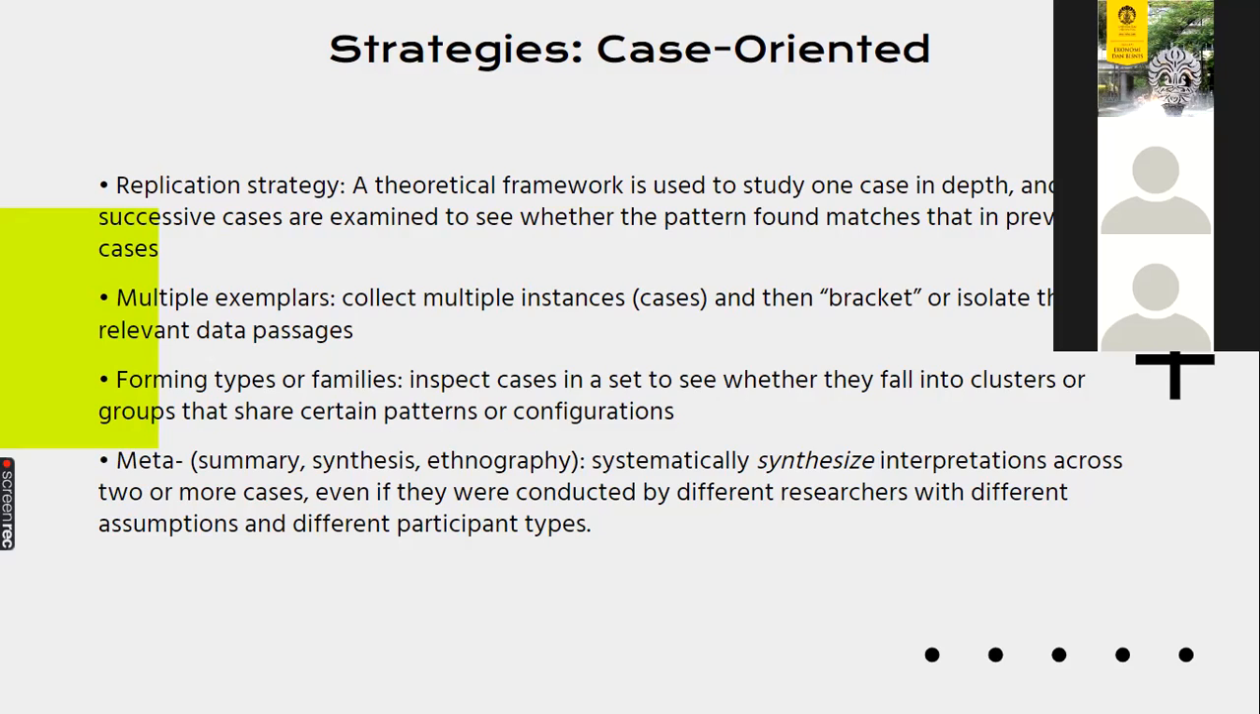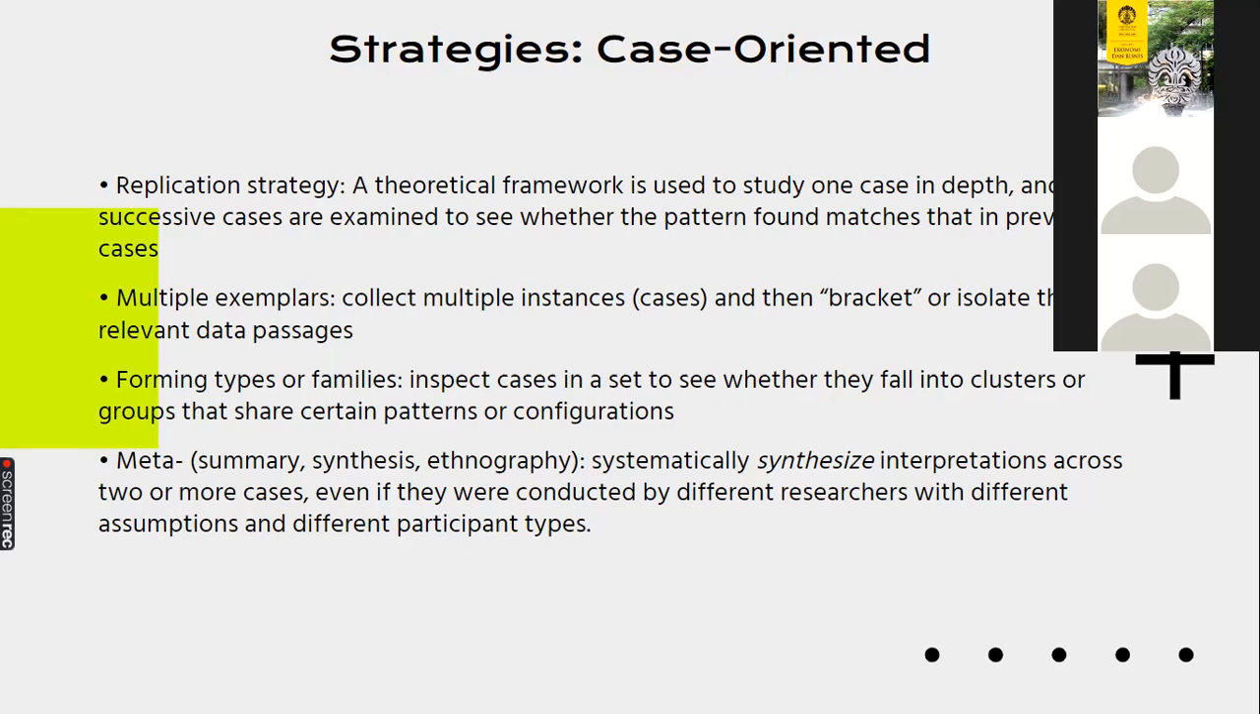And the second one is multiple exemplars. The issue is not so much analysis as deconstructing prior conceptions of a particular phenomenon. We can collect multiple instances and then bracket or isolate the relevant data passages, then inspect them carefully for essential elements or components. The elements are then rebuilt into an ordered whole and put back into the natural social context. The third one is forming types of families.